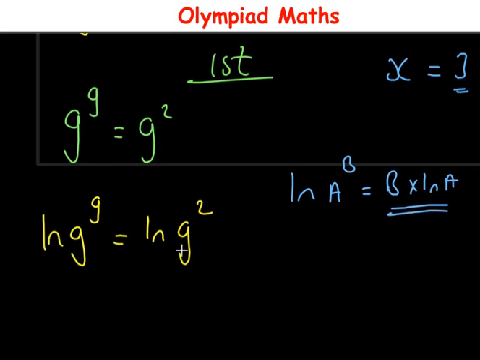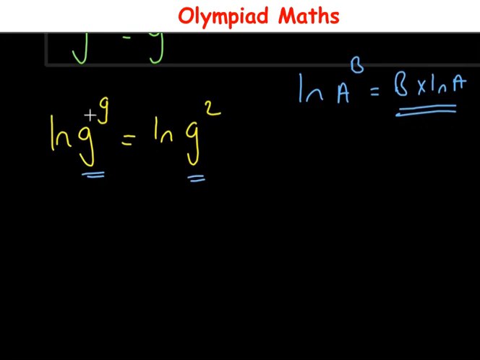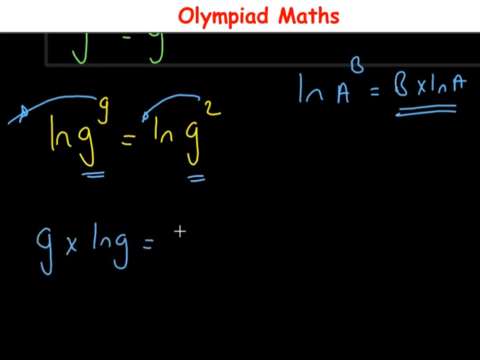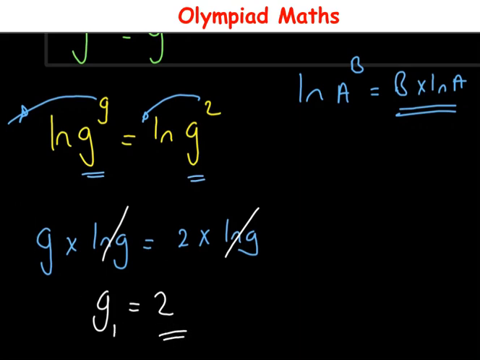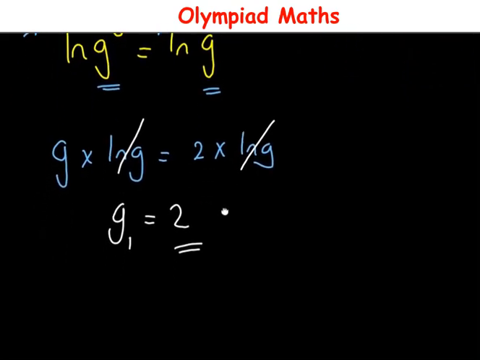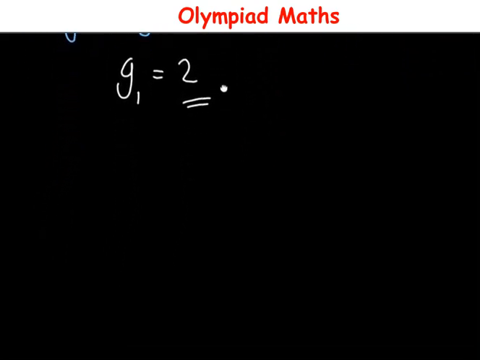So, applying this rule here and here also, the power g comes over to this side, and power 2 also comes over to this side, and this becomes g times ln g is equal to 2 times ln g. So from here, ln g will cancel ln g. g is equal to 2, which was the first solution of g that we got initially. Now, this is for the first method. We got only one solution for the first method.